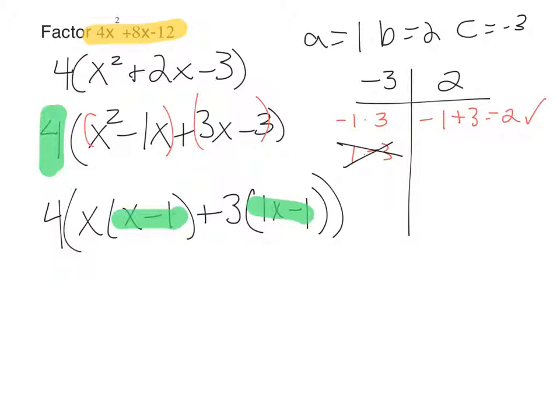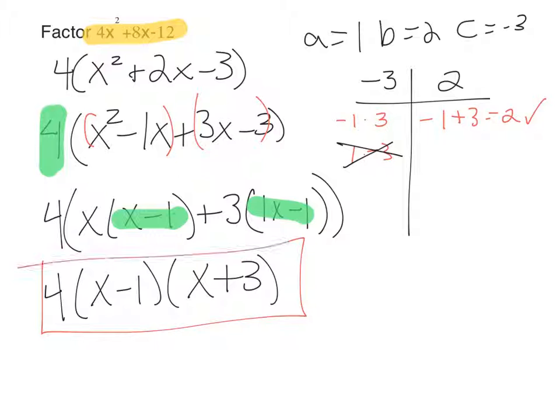So I can factor that parentheses out. I have my 4, and I'm factoring out an x minus 1. And then what do I have left? I have x plus 3. I have my two factors, and so that is our final answer: 4 times x minus 1 times x plus 3.